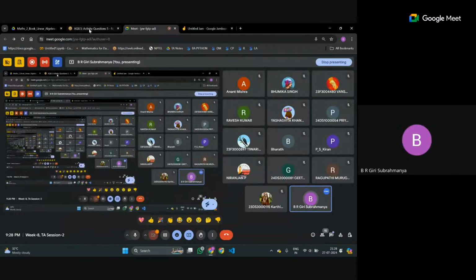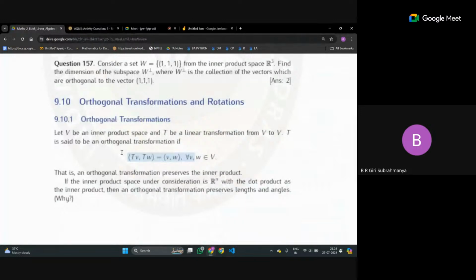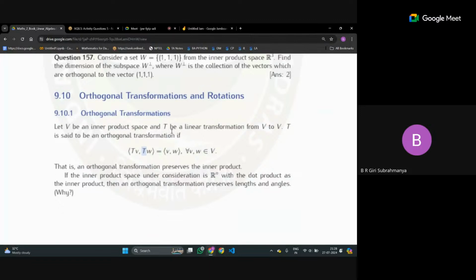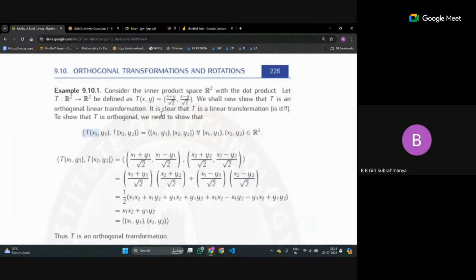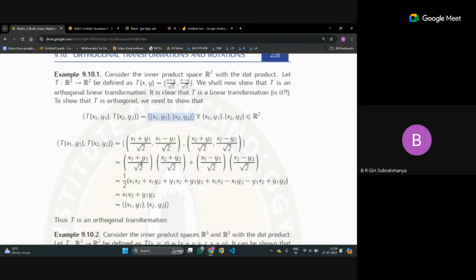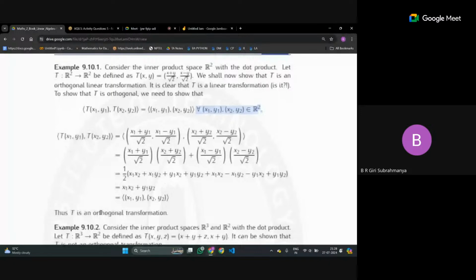But here what they have given is, there will be a linear transformation given to you. What you have to do is find T of x1, y1 and T of x2, y2. You will get some vectors. You have to take the inner product between those two vectors, and take the inner product of the inputs, and see if LHS is equal to RHS, for all the vectors in the domain. If that is the case, then it's going to be an orthogonal transformation. This is the basic thing.